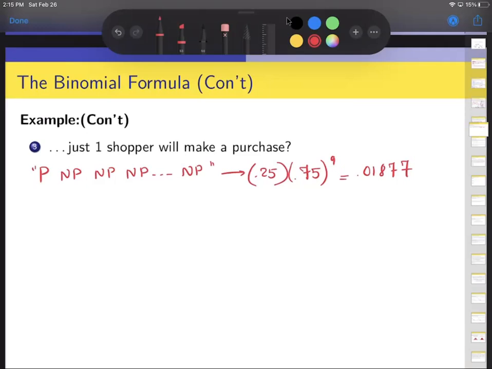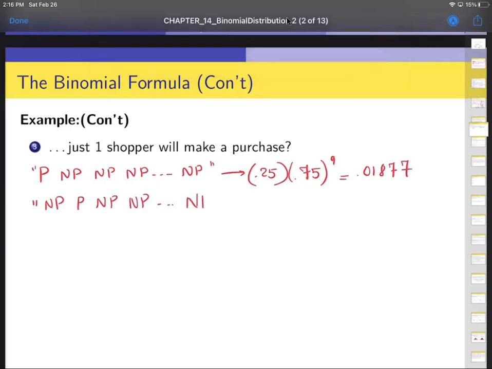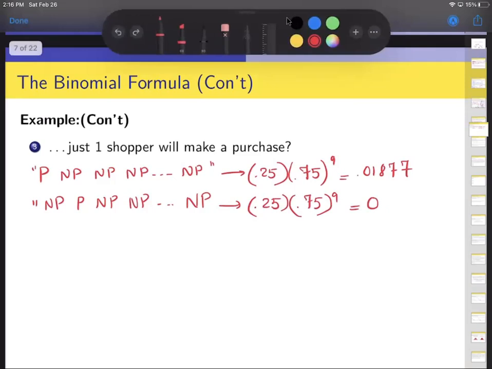Sometimes I do. All right, now what is another way that I can have one person making a purchase out of 10? Again, I line them up. I can have the first person not making a purchase, but the second person makes the purchase, and then the third, the fourth, all the way to 10 do not. It's still 0.25 times 0.75 to the 9th power, because one person makes a purchase, which is 0.25, and the other 9 won't. So the probability is still the same, 0.01877.